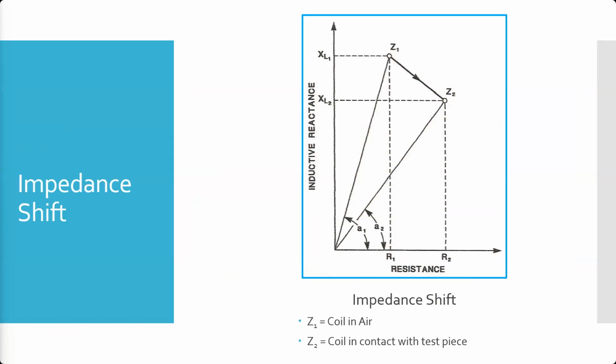But if we want to know whether that's a crack or corrosion or something else, we need to have a standard. We need to run our probe across a known item, see how it reacts, and then we go run it across our test item. And if it reacts the same way, then we know we have the same type of flaw.